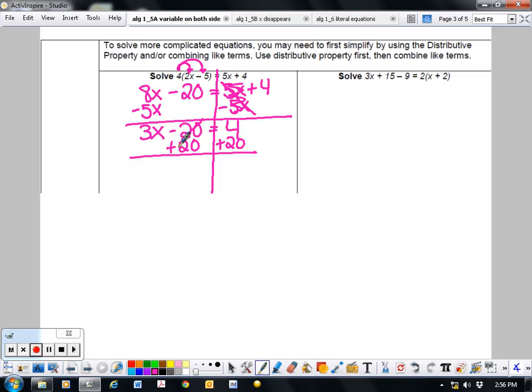So now this turns to 0 and goes away. I'm left with 3x. I have 24 on the other side when I combine. Now these are side by side, it's multiplication, so I divide. So now I have x equals 8.